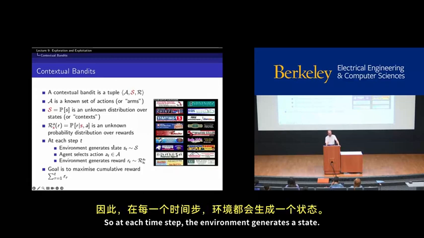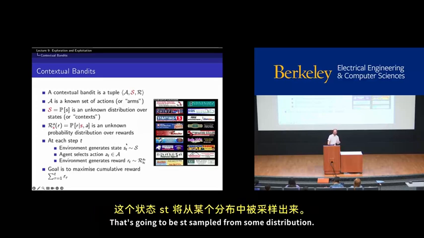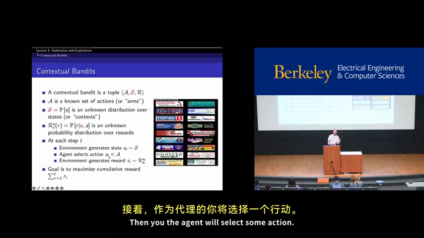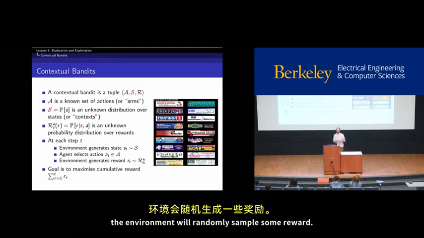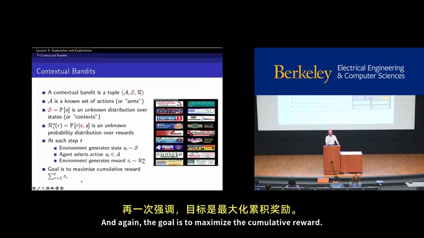So at each time step, the environment generates a state. That's going to be S_t sampled from some distribution. Then you, the agent, will select some action. And then depending on the state, depending on the action that you took, the environment will randomly sample some reward. And again, the goal is to maximize the cumulative reward.